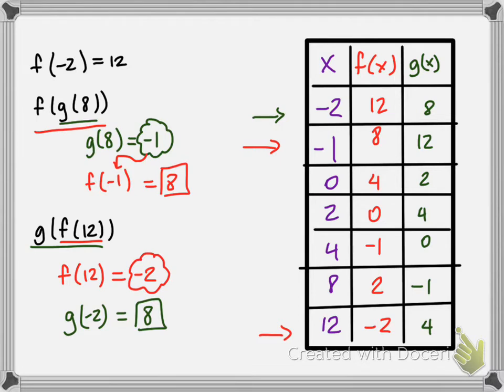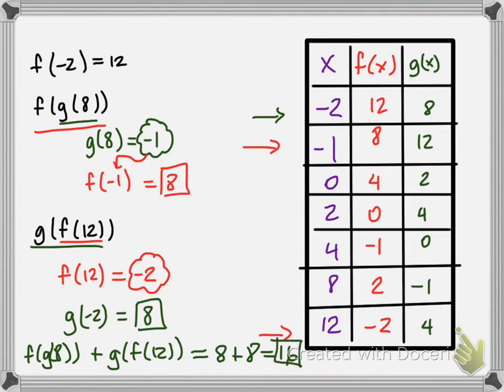On the test, the last one had two things, like f of g of 8 plus g of f of 8, something like that. So let's say that we had, for instance, f of g of 8 plus g of f of 12. Well, we already did f of g of 8, and we already did g of f of 12, so all you're going to do is take the two values that we got and add them. Our f of g of 8 was 8, and our g of f of 12 was 8, so 8 plus 8 is just 16. That's all it was. We're not doing anything wild and crazy, we're just reading it straight off the chart. So I hope that helps.